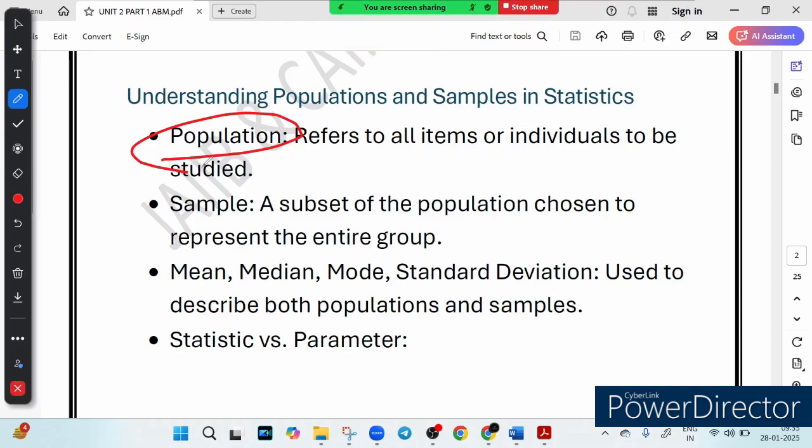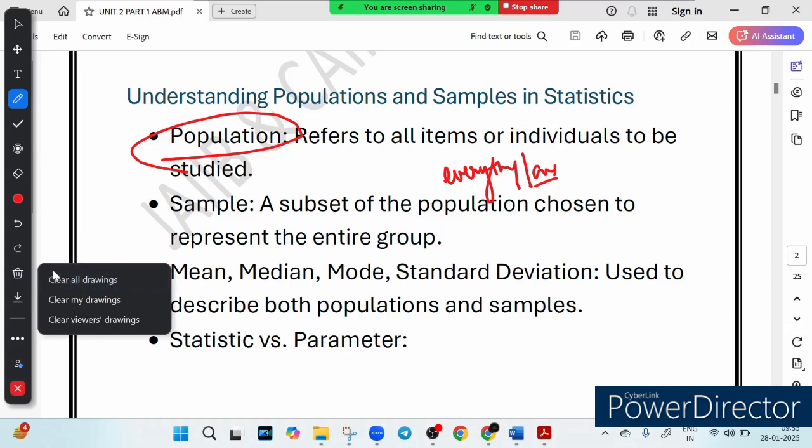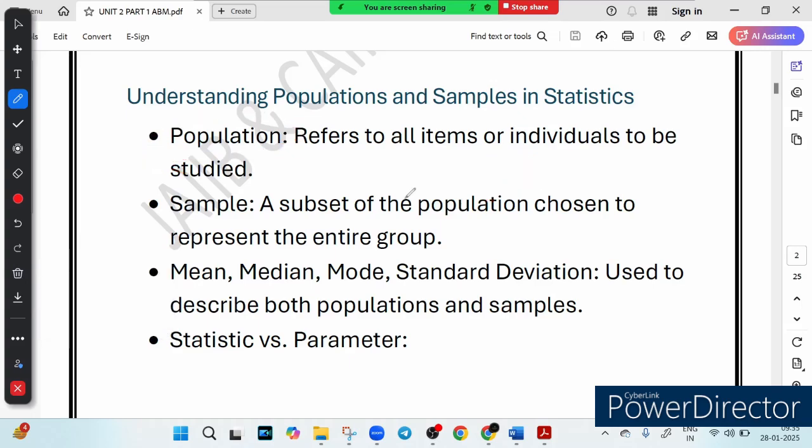A population includes everything or everyone we are studying, right? Imagine you are studying the productivity of all employees in a bank. So every employee forms the population, everything we are studying. Each employee forms the population.